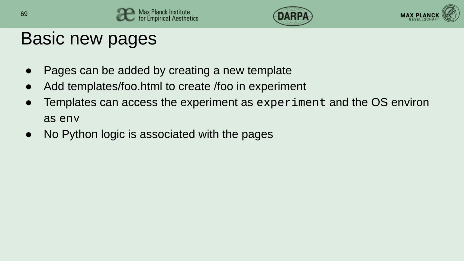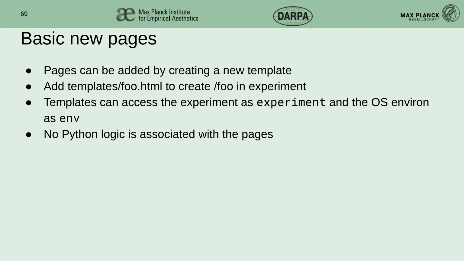There are two ways of doing it. There are the basic pages, which are just HTML, JavaScript, and CSS with no back-end logic attached to them. And those are really easy to create. All you need to do to create a new page is to create a new HTML file in the templates directory. If you name it something that is already used in Dallinger, then it's going to replace it, because these things are already there.